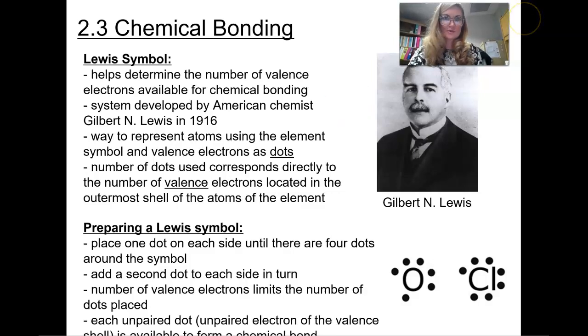Let me exit the drawing. All right, I was just trying to give you an idea. So that's why it looks like it does. You can only have 2 on each side of that imaginary box that's going around that element. And those are going to be made up of how many valence electrons there are.